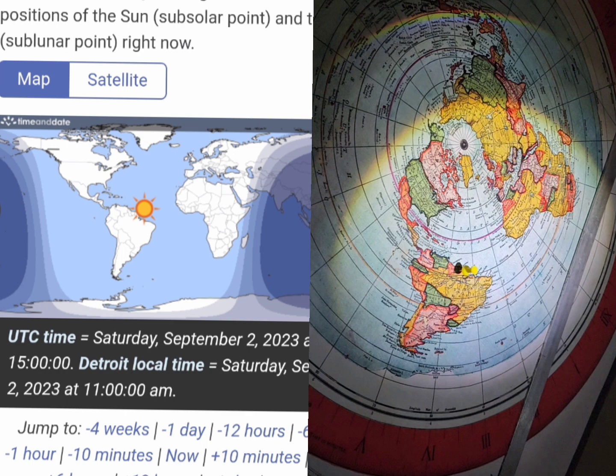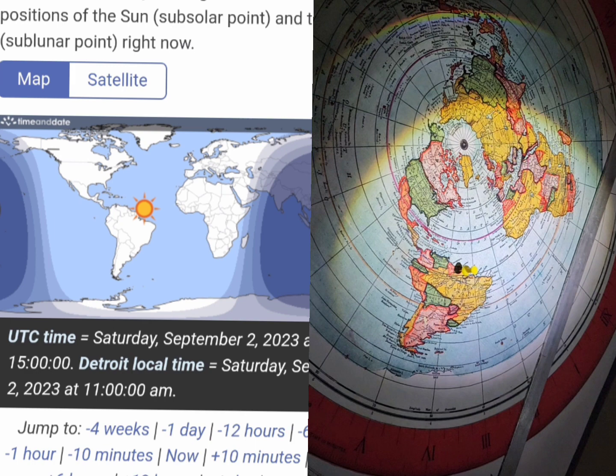Now, I don't think timeanddate.com can lie about the daylight, because if they said it was dark in one area and you checked it was light, obviously it would be wrong. So I don't think they can lie about that. So when you compare them to each other, I mean, look at them. Look at what's lit up on both sides. It's pretty impressive. It matches pretty well.